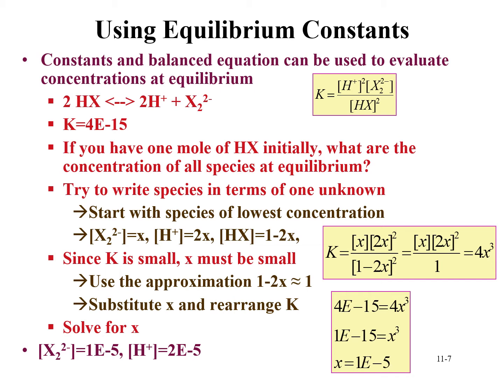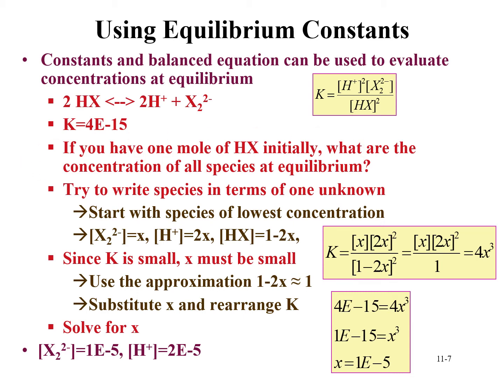So let's go back to a very simple system. We have this reaction, 2HX, going to two protons plus a dimer of X minus 2. This constant here, let's assume it's 4 times 10 to the minus 15. You can use this to answer the question: initially, if you have 1 mole of HX, what are the concentrations of all species at equilibrium?